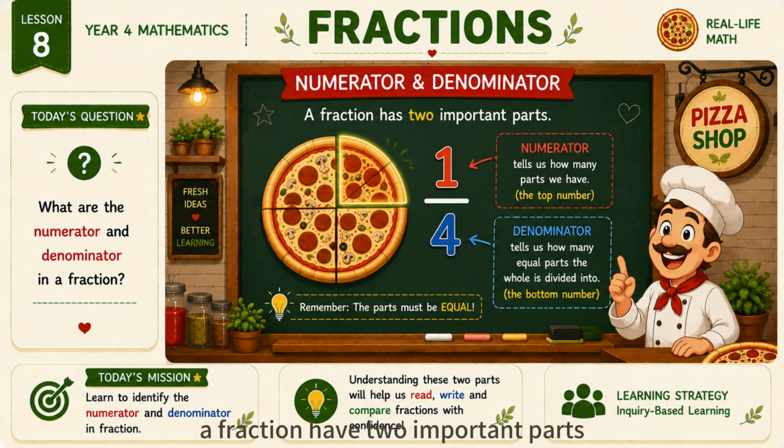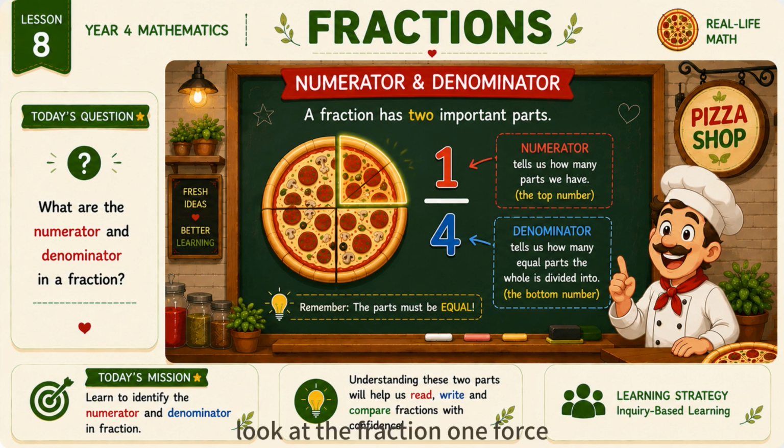A fraction has 2 important parts, the numerator and the denominator. The numerator is the top number. It tells us how many parts we have. The denominator is the bottom number. It tells us how many equal parts the whole is divided into.